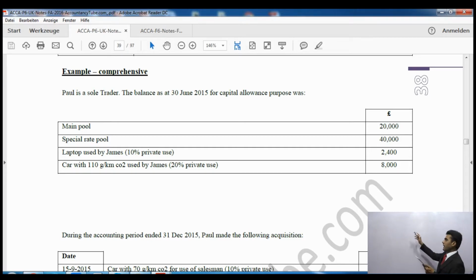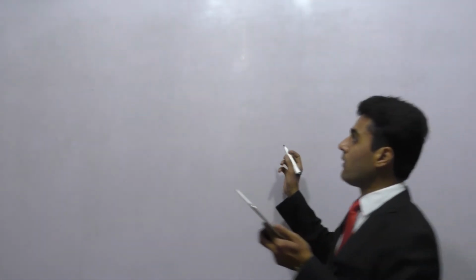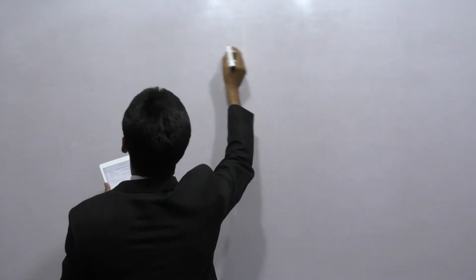Say, for example, the main pool and special rate pool, and then obviously we'll make a separate column for the assets with private use. Say there is an asset with 10% private use, there will be a separate column for that. If there is another asset with 20% private use, you will make a separate column for that as well. If there are different percentages or a different asset, then you will make a different column for that. I will just do this question, and then I will show you the reasons behind it.